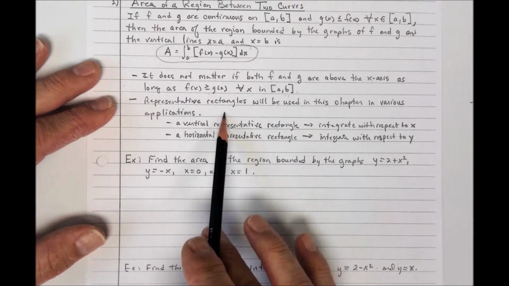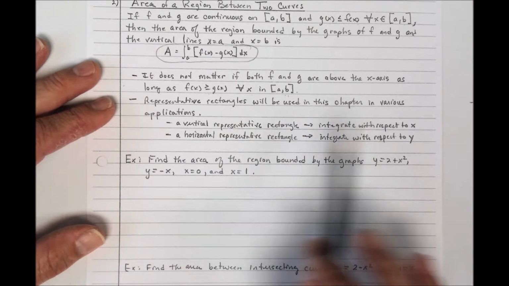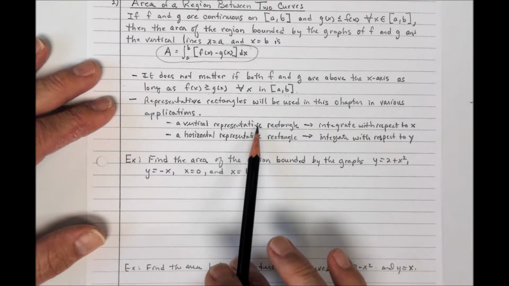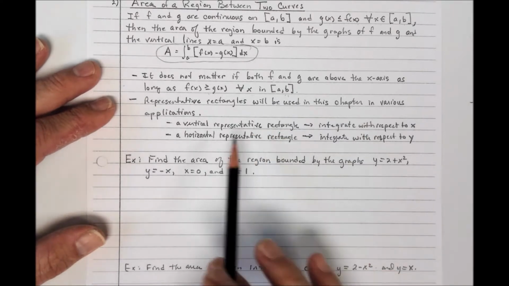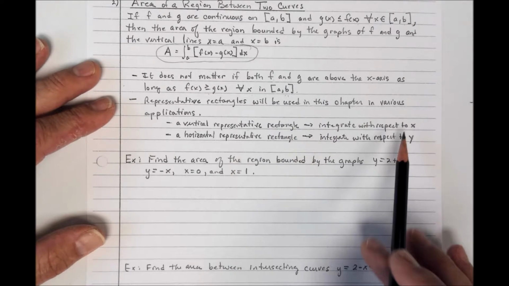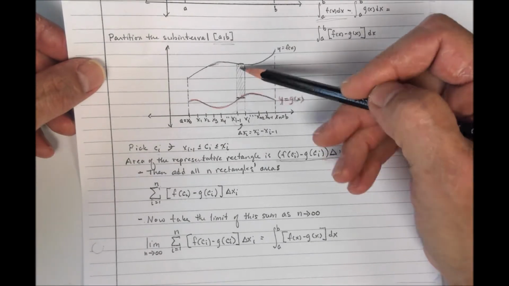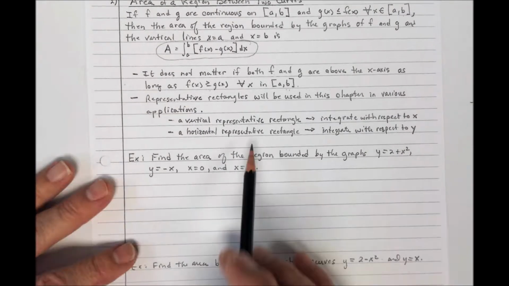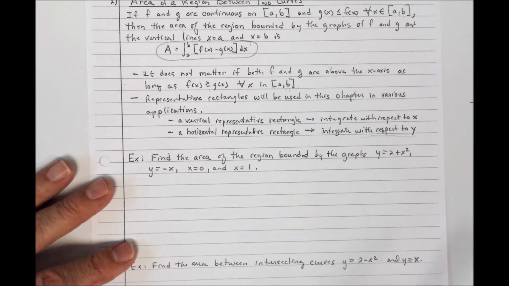Now the representative rectangles that are going to be used in this particular chapter for the different applications, and this will go for the applications in section 2, section 3, which we don't have to cover, section 4, which we don't have to cover, section 5, which we don't have to cover, is that a vertical representative rectangle will be integrating with respect to x. That's my diagram here from my first example. I have a vertical, height-wise vertical representative rectangle, but we could have a horizontal representative rectangle, and in that case then we're doing everything with respect to y.